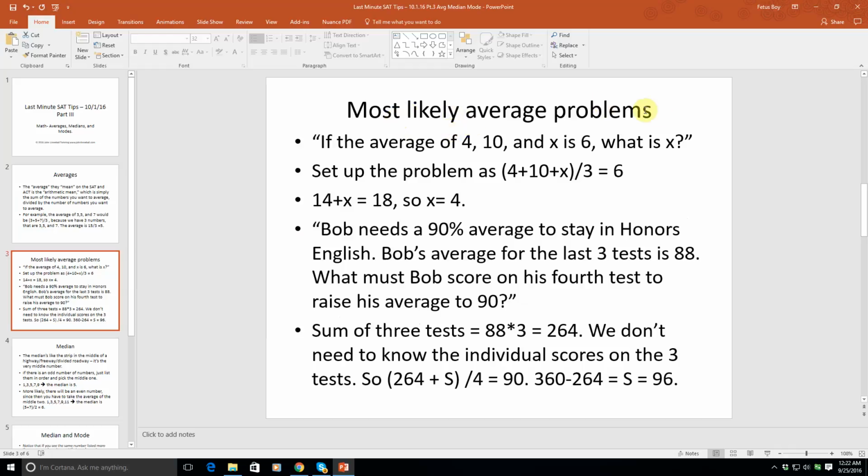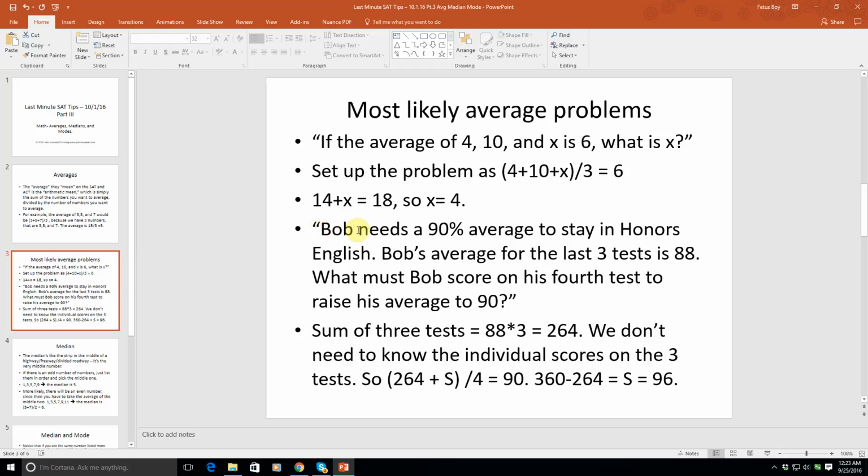Most likely average problems you're going to run across on the SAT and or the ACT are things such as this. If the average of 4, 10, and x is 6, what is x? Then set up the problem as 4 plus 10 plus x over 3 equals 6. Then multiply through by 3, and add the 4 and the 10, so you get 14 plus x equals 18, so x is equal to 4. Pretty easy. As long as you know how to do an average, it doesn't matter what number they make the mystery number or exchange a variable for the number. You'll be able to solve for it as long as you understand basic algebra.